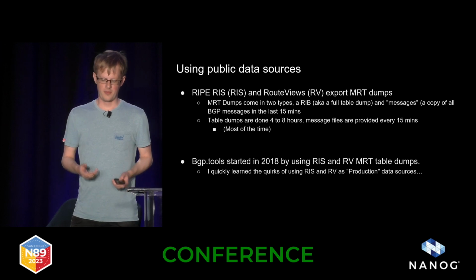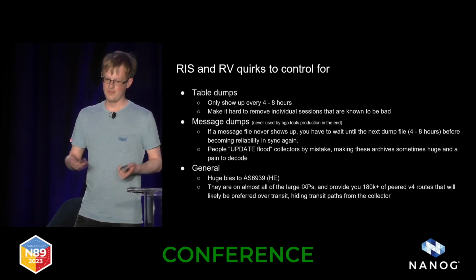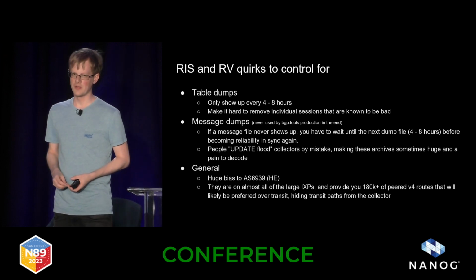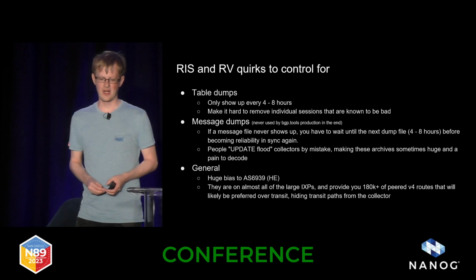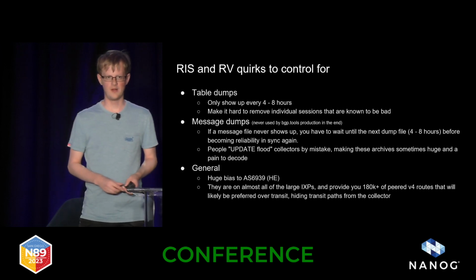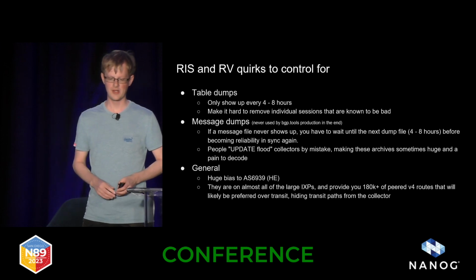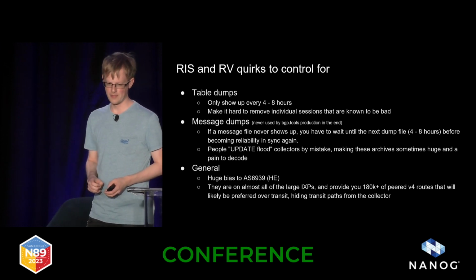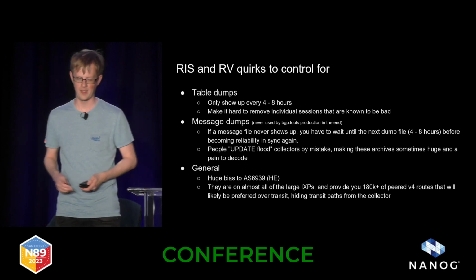So unfortunately, these have a little bit of quirks attached to their data sources. First of all, as mentioned, the table dumps only show up every 4 to 8 hours. Sometimes they don't show up, which is very bad. It also makes it very hard to remove individual sessions that are either accidentally sending bad data or leaking internal routes or stuff that you don't want to actually see. It makes it difficult because you're not in control of those BGP sessions. The University of Oregon and RIPE are.